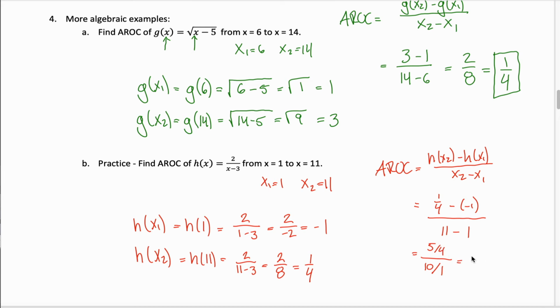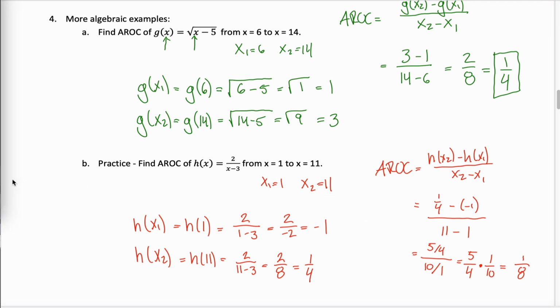And then the way I divide fractions is I multiply by the reciprocal of the denominator. In other words, change this division into multiplication by changing this 10 over 1 into 1 over 10. So I got 5/4 times 1/10. You can multiply straight across and get 5/40 if you want, or you could cancel this 5 and this 10 to make it a 1 up top and a 2 down here, and 4 times 2 gives me 8. This big mess simplifies all the way down to 1/8, which would be the average rate of change of this function h from x1 equals 1 to x2 equals 11.